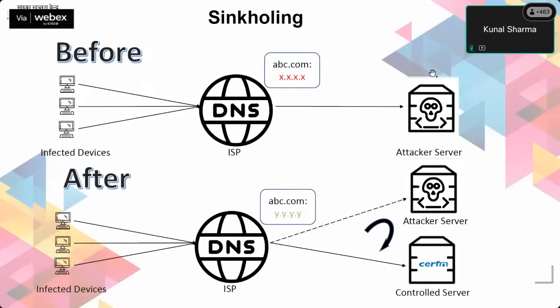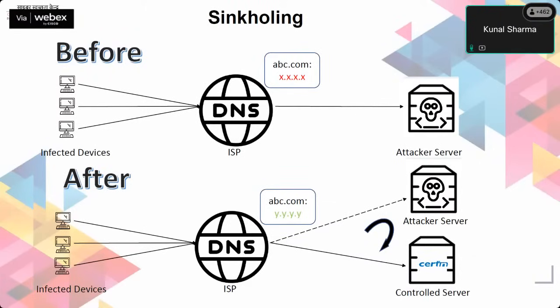There is a process called sinkholing. Before sinkholing, there are infected systems. To go to a domain, the infected systems ask the DNS where abc.com belongs. DNS tells them that x.x.x is the location of abc.com, so they connect to that attacker server.